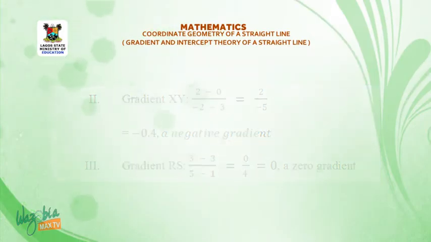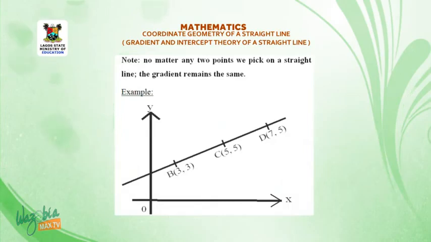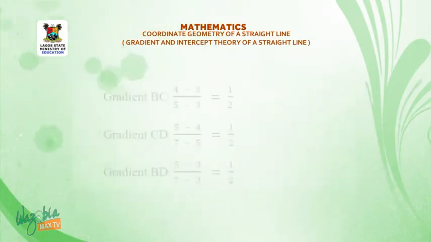Note, no matter any point we pick on a straight line, the gradient remains the same. For example, in the diagram, here we have points B, C, D on it.